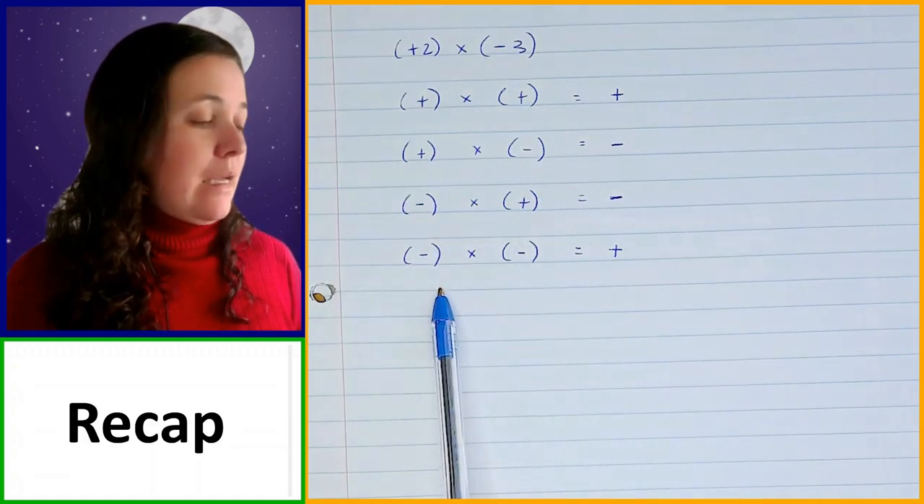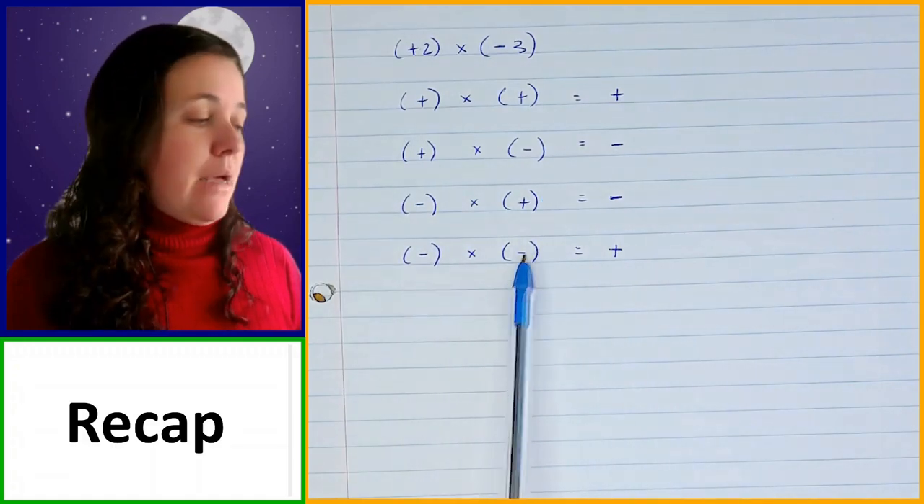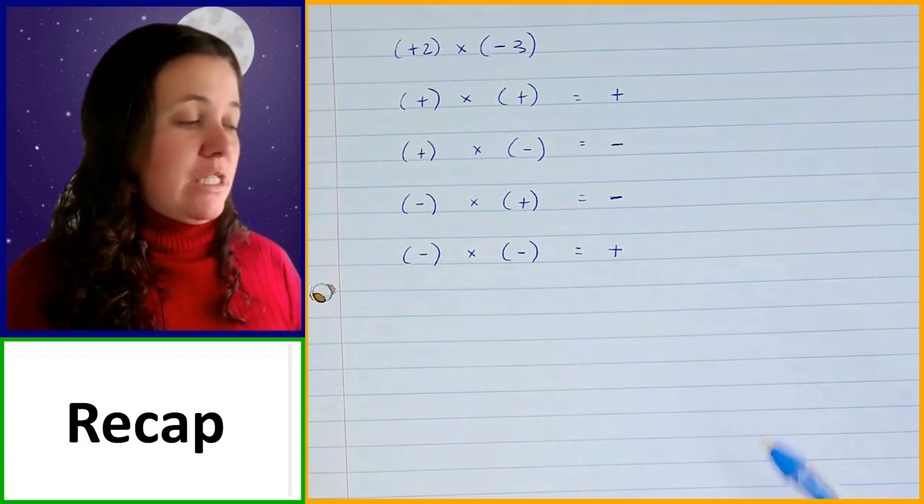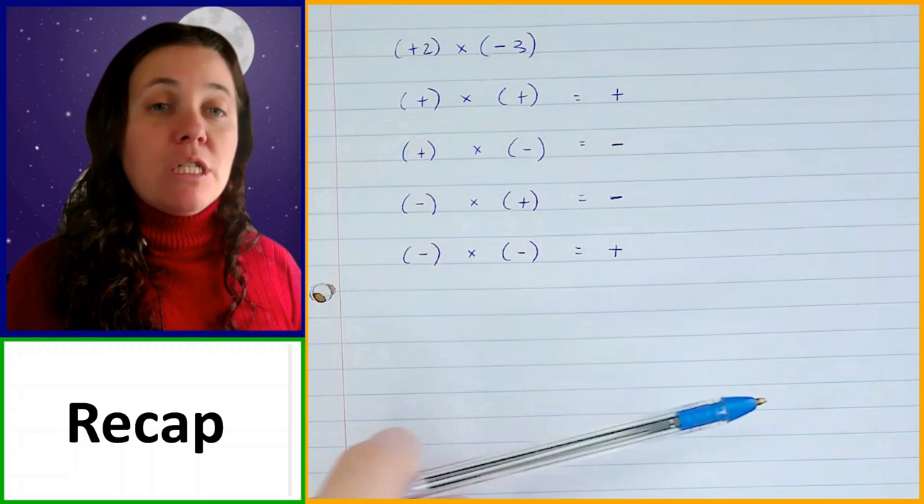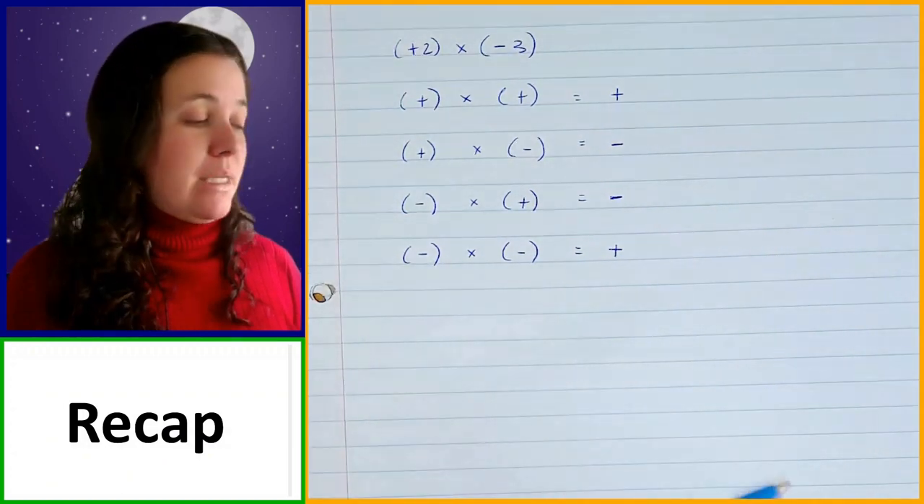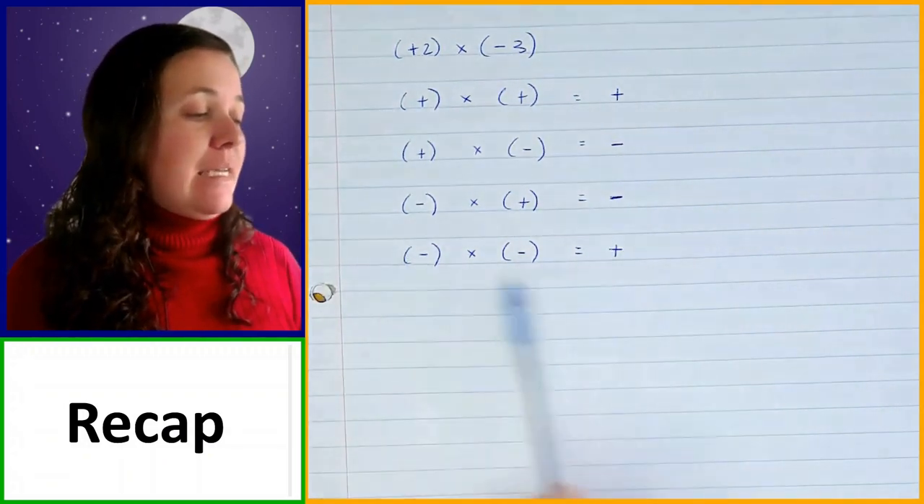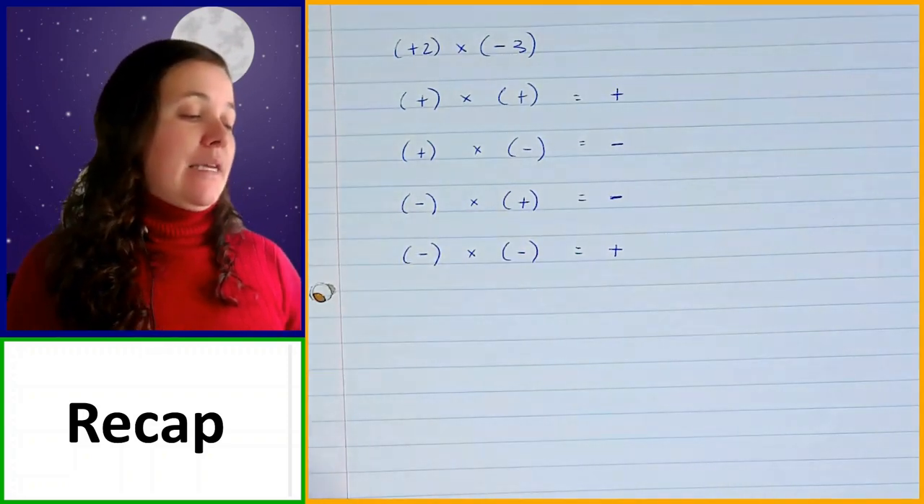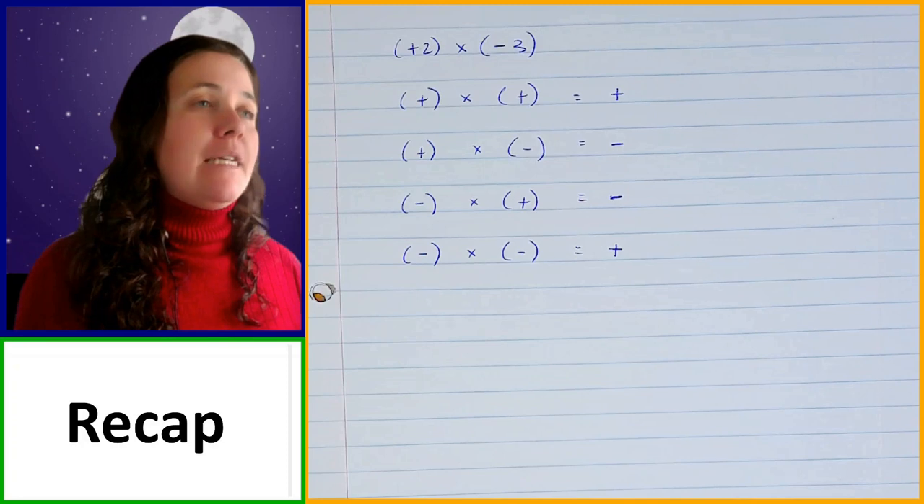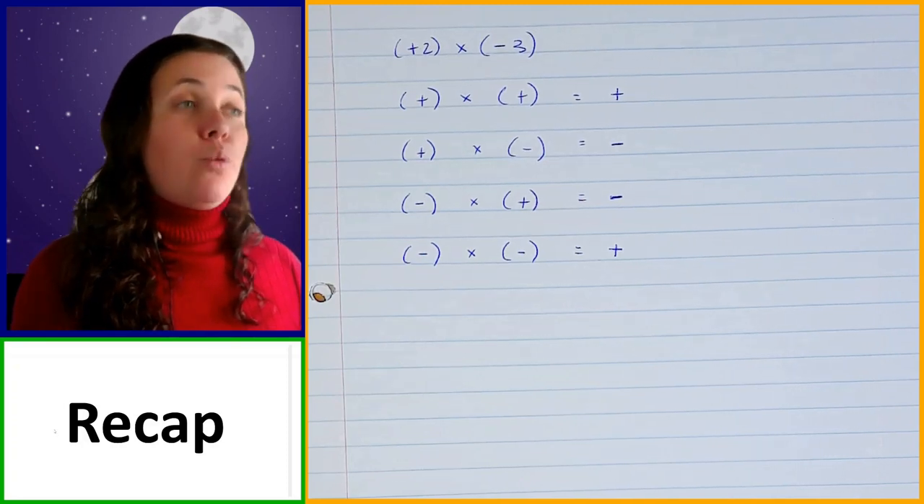Okay, and then over here, a negative times a negative gives you a positive because she's facing the negative direction, but she's moving in the positive direction because she's jumping backwards. Okay, so those are the rules that we're going to be using while we're doing these examples. Okay, so now let's go and do another example using what we have learned here.